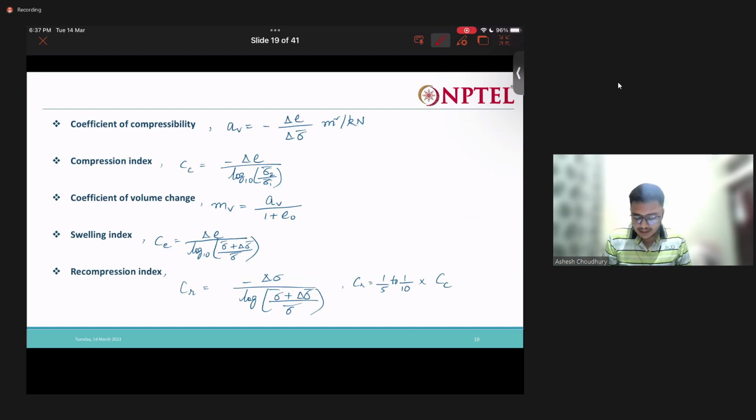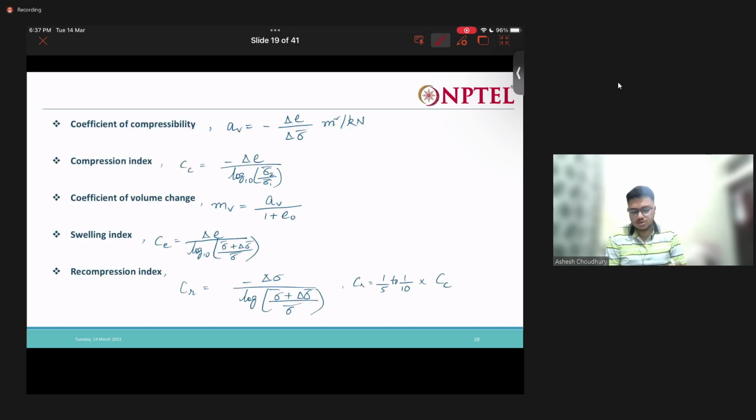So now there are some terms, like coefficient of compressibility, compression index, coefficient of volume change. Okay, so let us look into this. What are all these terms?